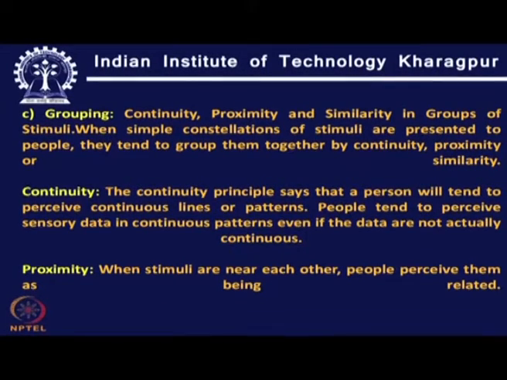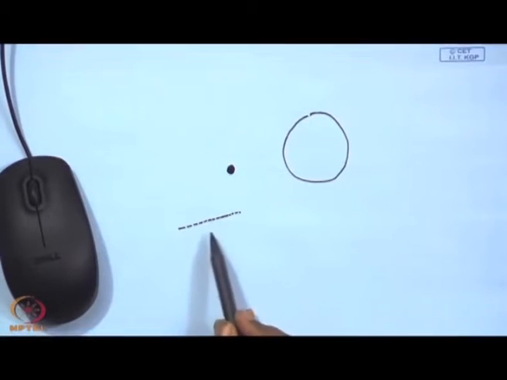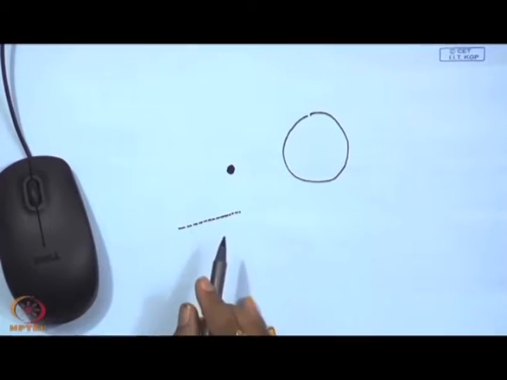The continuity principle says people will try to perceive continuous lines or patterns. So people will tend to perceive the sensory data in a continuous pattern, even if they are not actually continuous. As a continuity principle, we love to see it as a straight line, because we try to cover up the gaps as seen in closure, and we will try to see continuous lines.